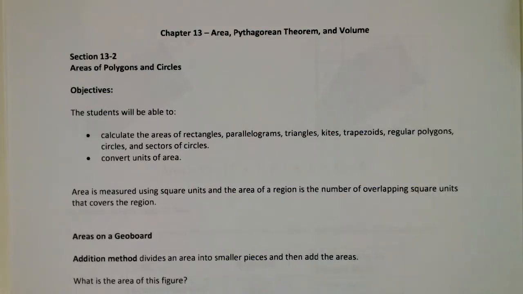Okay, in this video, we're going to talk about section 13-2, and it deals with areas of polygons and circles. In this section, we're going to look at how to calculate the areas of rectangles, parallelograms, triangles, kites, trapezoids, regular polygons, circles, and sectors of circles. And also we'll convert units of area.